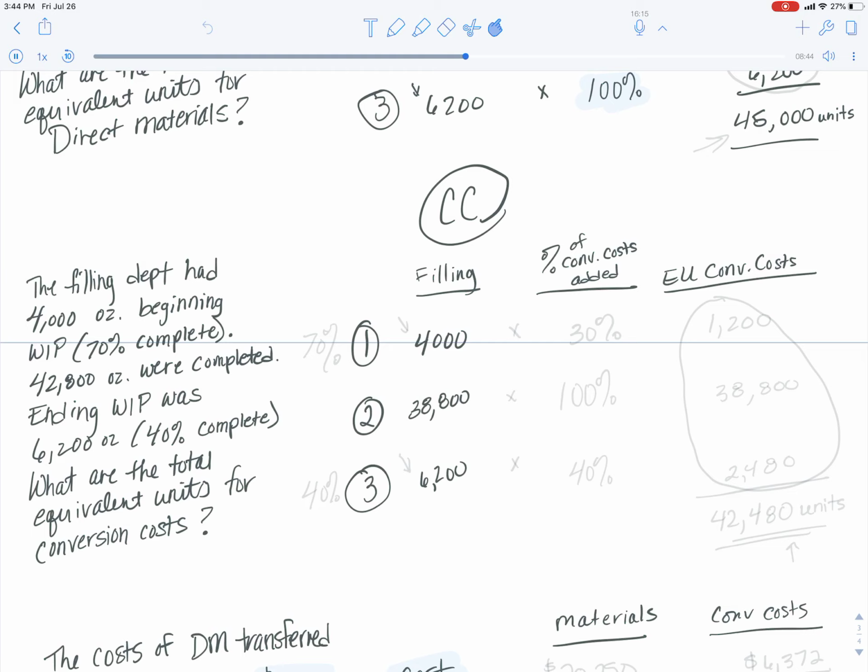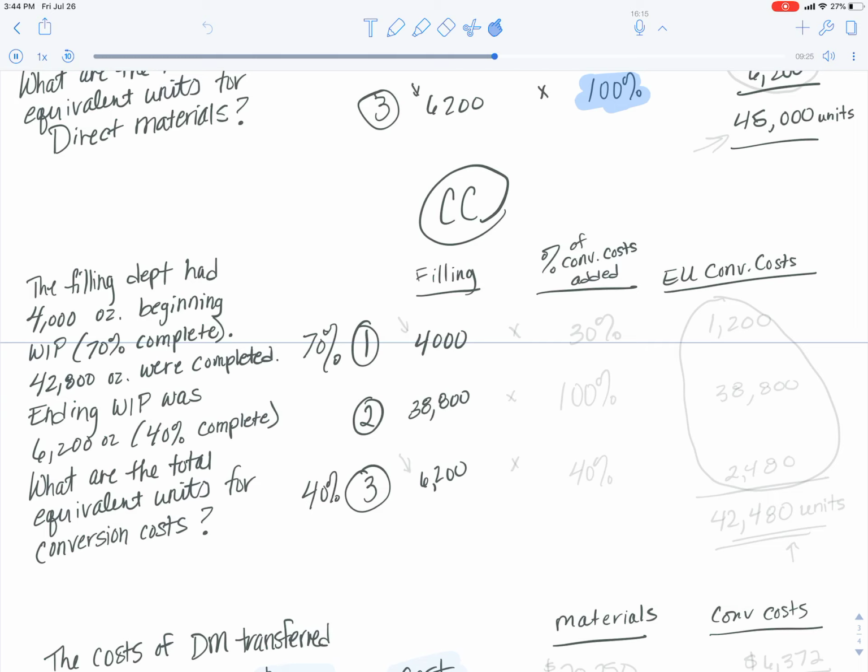And now we're going to be focusing in on these percentage completes. Up at the direct materials, we are not concerned with 70% complete or 40% complete. That relates to conversion costs. Direct material equivalent units, you are always going to have 0, then 100, then 100. It's always going to be like that for direct material. For conversion costs, it depends on what the problem says. So it says that 70% complete was group 1, and that ending work in process was 40% complete.